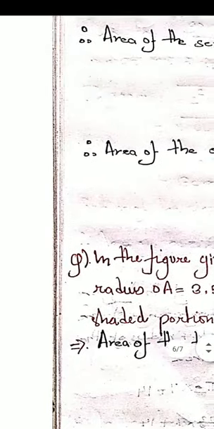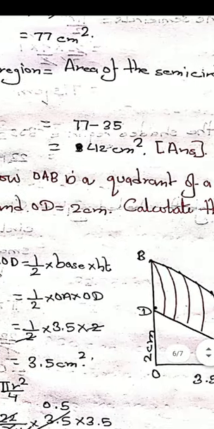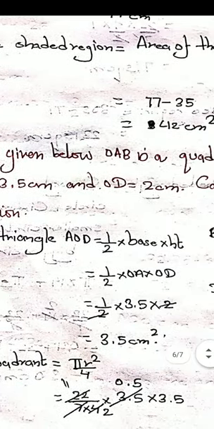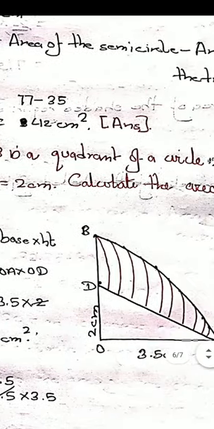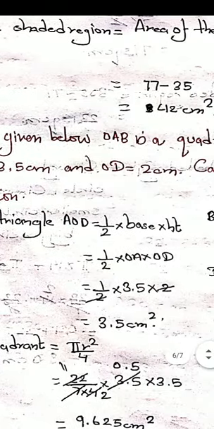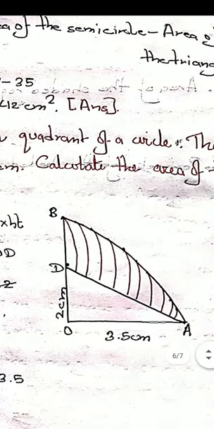Yes. So the next question that I have is, in the figure given below, OAB is a quadrant of a circle. The radius OA equals 3.5 centimeter and OD equals 2 centimeter. Calculate the area of the shaded portion. Okay, so we are given this much data. OA equals 3.5 centimeter, which also becomes the radius of this quadrant of a circle. Also, OD equals 2 centimeter.